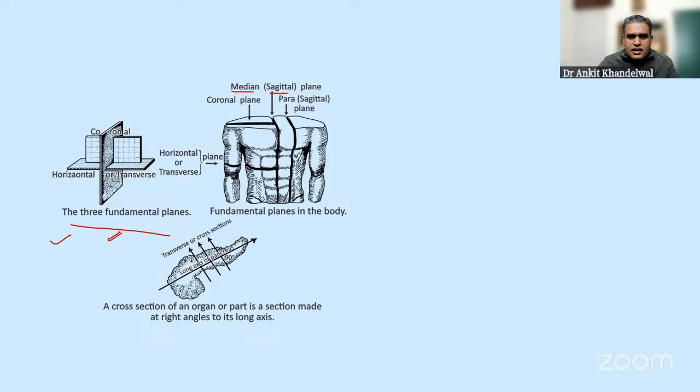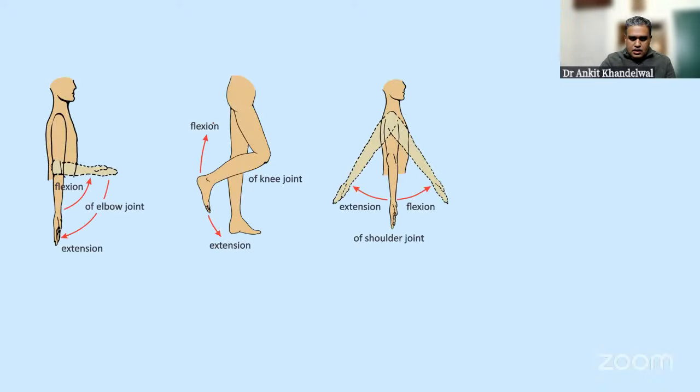What is the median sagittal plane? Through the center. Parasagittal is parallel to it, so this is a parasagittal section over here. That's a median section. This is a coronal, dividing the body into anterior and posterior parts, and likewise. Okay, let's see some movements now. The names should be clear.